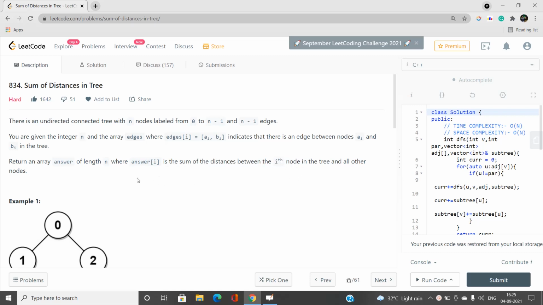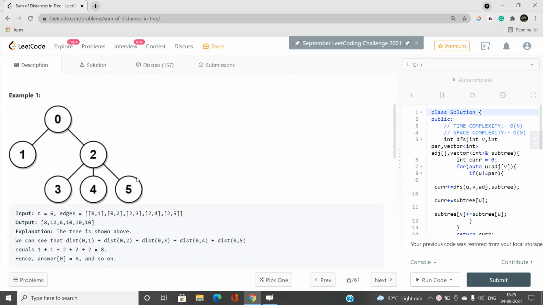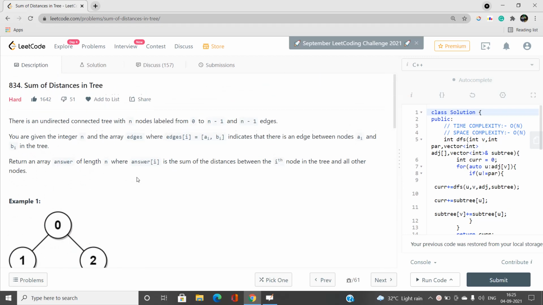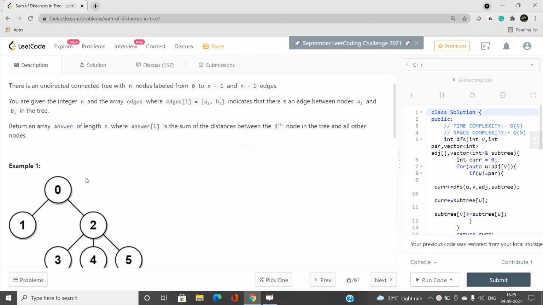So finally what we have to return is the vector, where the ith element of the answer will be the sum of the distances between the ith node in the tree and all the other nodes. In other words, answer of i will hold the sum of the distances of all the nodes with respect to the current node.